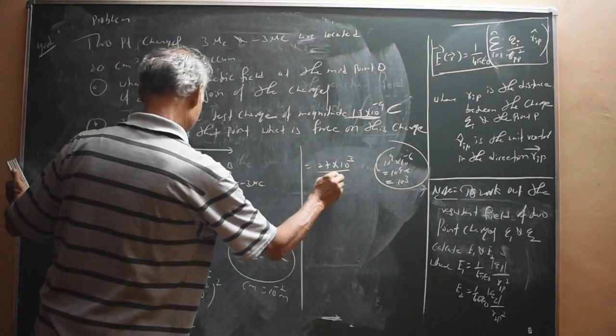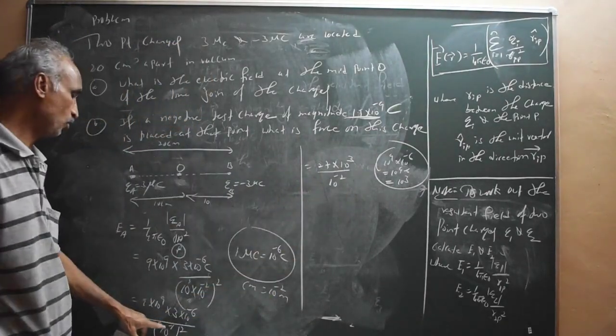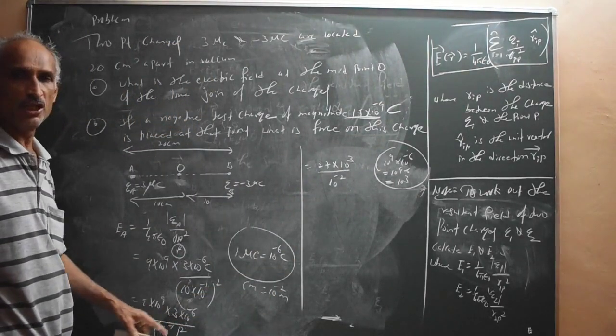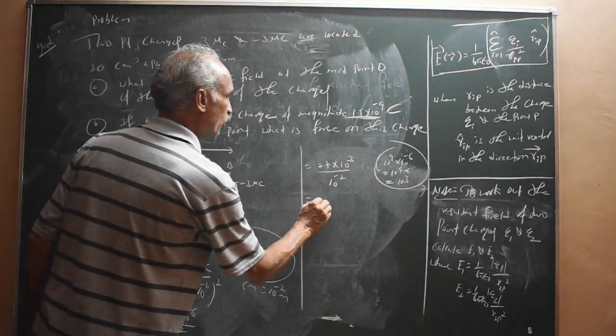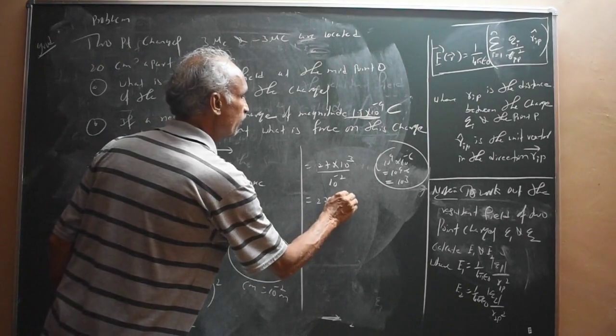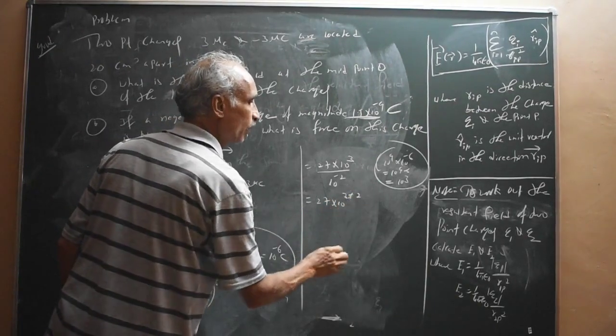10 to the power of 3 upon 10 to the power of minus 1 the whole square, that is 10 to the power of minus 2. A raised to m whole raised to n is a raised to m into n, minus 1 into 2. That equals 27 into 10 to the power of 3 plus 2. Why is it 3 plus 2?